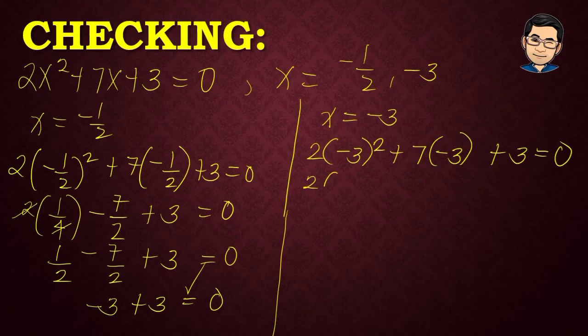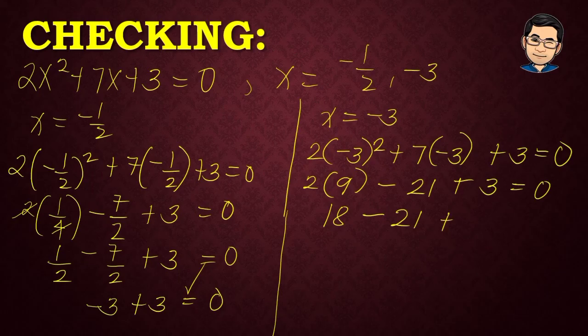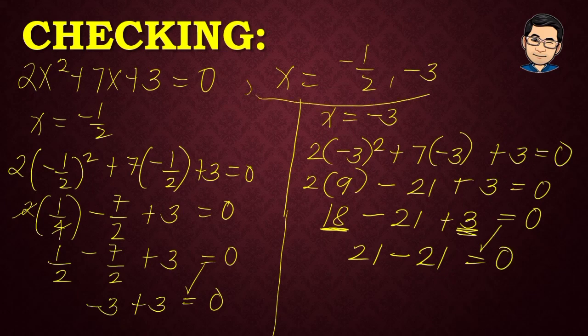2 times negative 3 squared, that is 9. 7 times negative 3, negative 21. Plus 3 equals 0. So, the product of 2 and 9 is 18. Minus 21 plus 3 equals 0. So, pagsasamahin natin ng 18 tsaka 3. 18 plus 3 is 21. Minus 21 equals 0. So, tama. So, ang ating mga roots ay negative 1 half and negative 3.